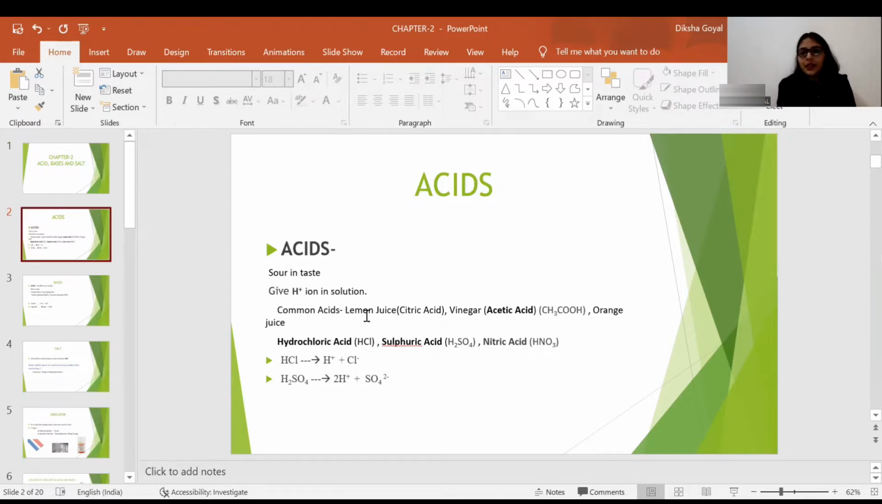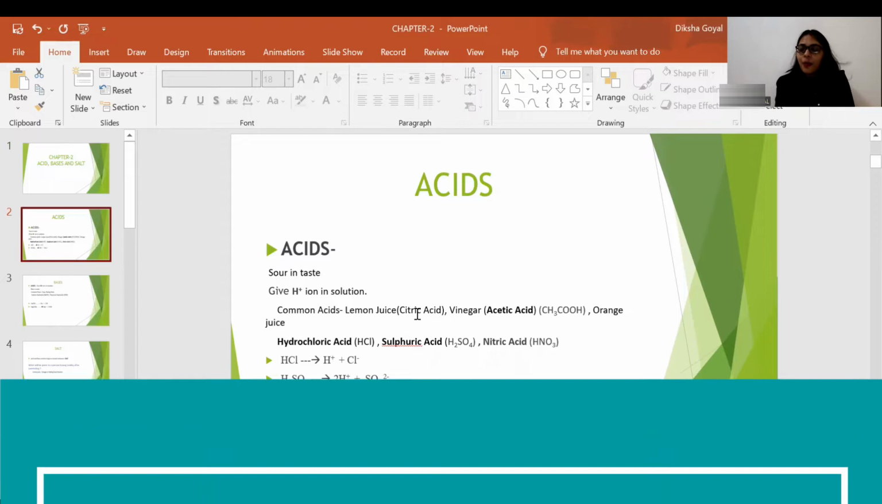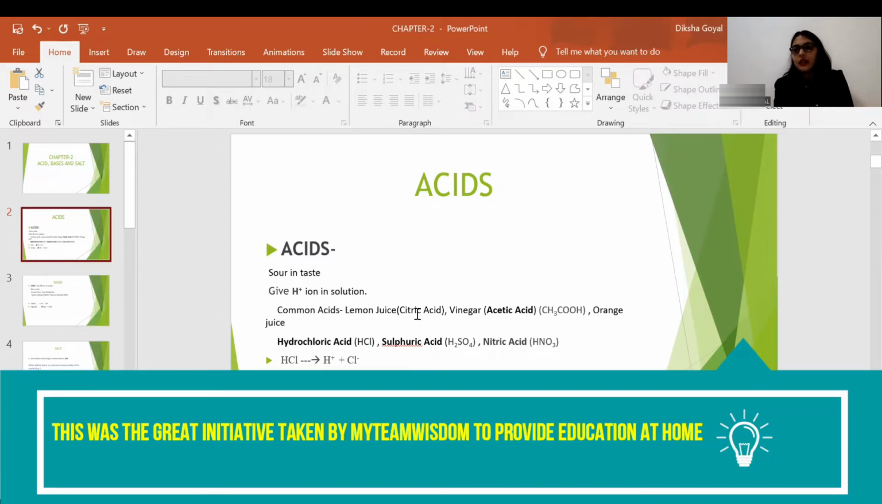And we have some other acids also. For example, in lemon juice, citric acid is there. In vinegar, acetic acid is there. In orange juice, again citric acid is there. So we have certain substances from our daily life and certain in the chemistry lab where we can find acids.